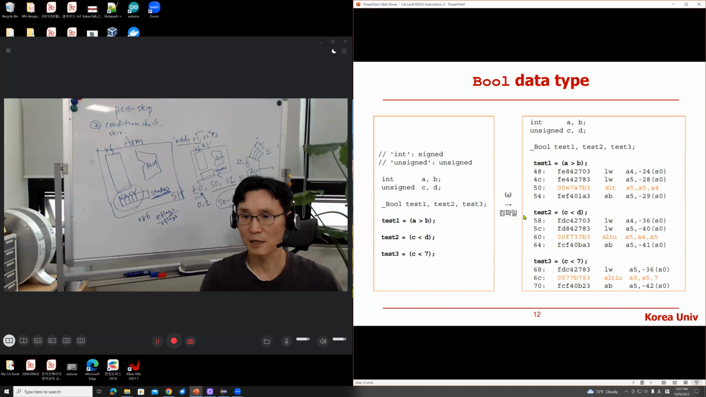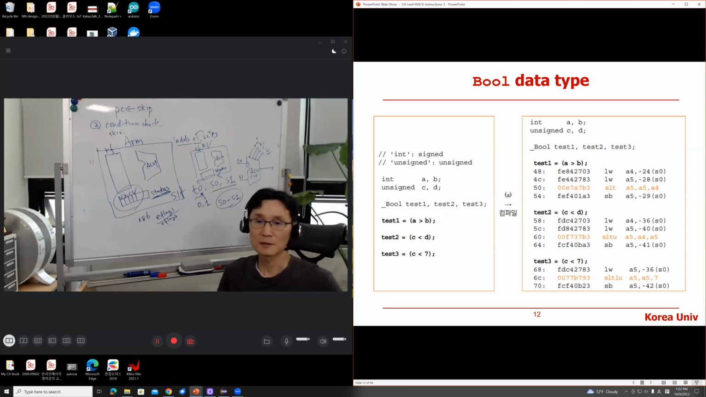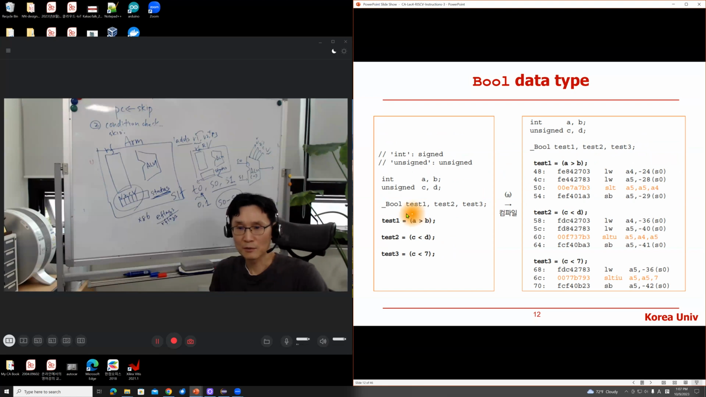And the second usage case is this. Check out this data type: test 1, test 2, test 3, Boolean data type. If you write this code, A and B are signed integers, C and D are unsigned integers, and in this one you are comparing a constant against C. With a Boolean data type, you can represent only 0 or 1. Then if you compile this code, the compiler will give you set less than.